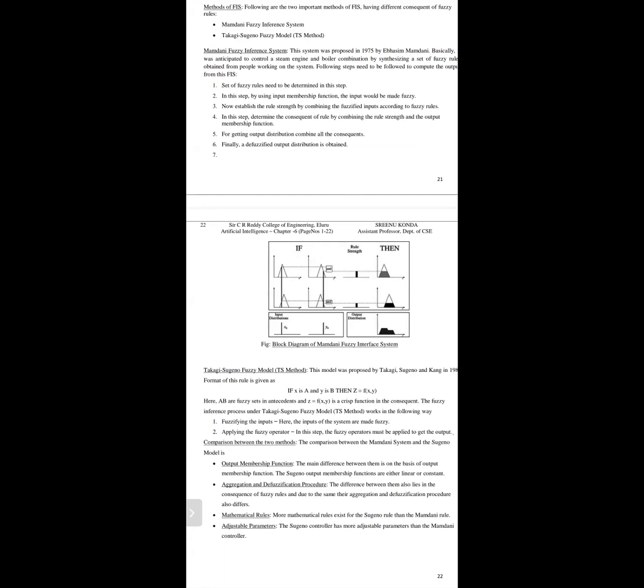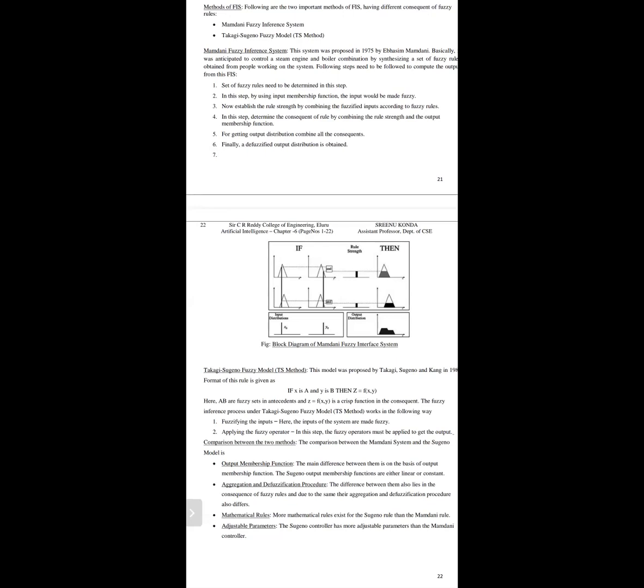Right. Now see this one. A and B are fuzzy sets in the antecedents, and z equals f of x, y is a crisp function in the consequent. So f of x, y is a crisp function, and A and B are fuzzy sets in antecedents. Now, the fuzzy inference process under the Takagi-Sugeno fuzzy model works in the following way. Now, let us see how this particular TS method works.